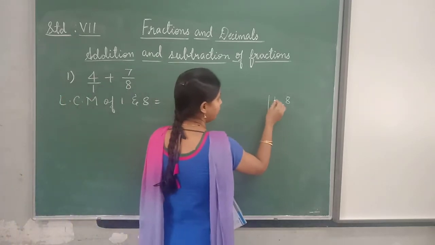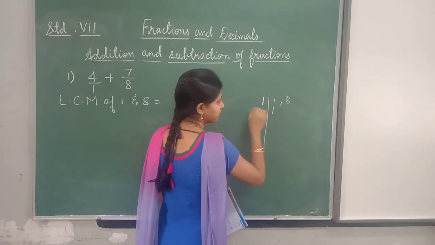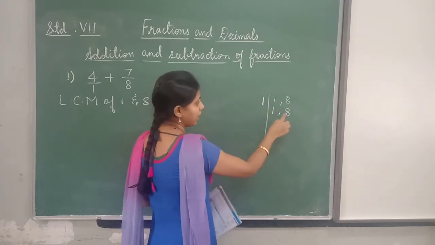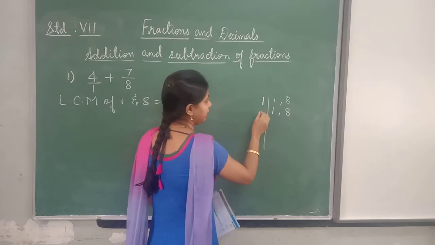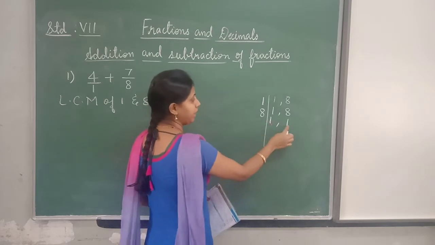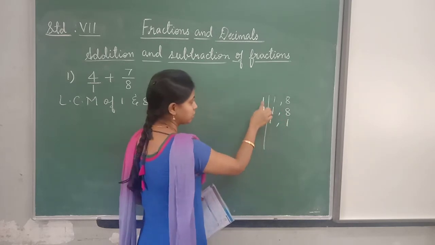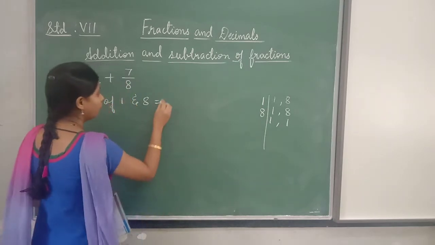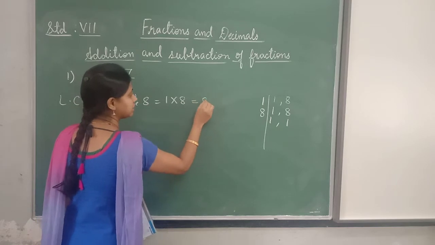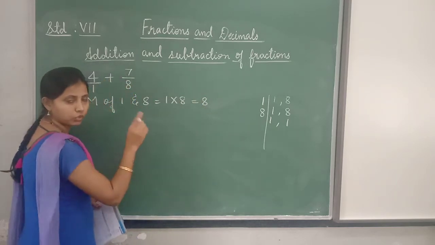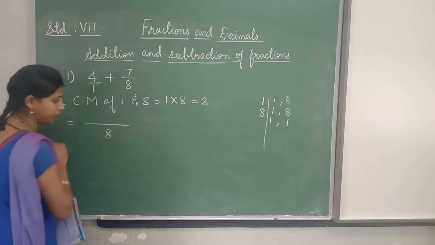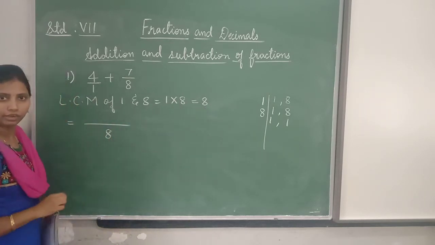Now, 1 is 1 and 8 is 8. Again, to simplify this 8, you can directly write 8 ones are 8. Till you get 1, you have to continue this. So what are the factors now, children? Here it is 1 into 8. Whatever factors you get, you have to multiply those and get the LCM. So 1 into 8 is 8. So 8 is the LCM of 1 and 8. Now, that LCM you have to write in the denominator. Whatever LCM you get, write it in the denominator.